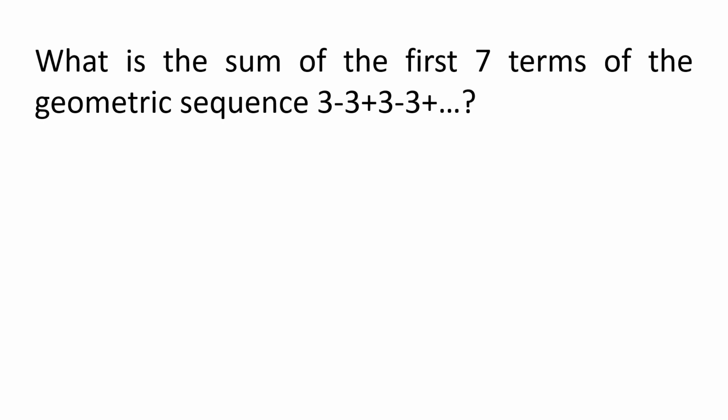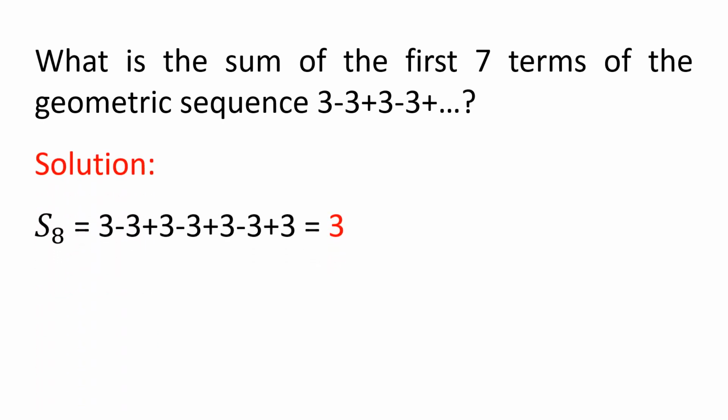What is the sum of the first 7 terms of the geometric sequence 3 minus 3 plus 3 minus 3 plus and so on? So let us solve. For our solution, we have S sub 7 is equal to 3 minus 3 plus 3 minus 3 plus 3 minus 3 plus 3 is equal to 3. That is simply by adding all the terms needed. We have the first 7 terms.